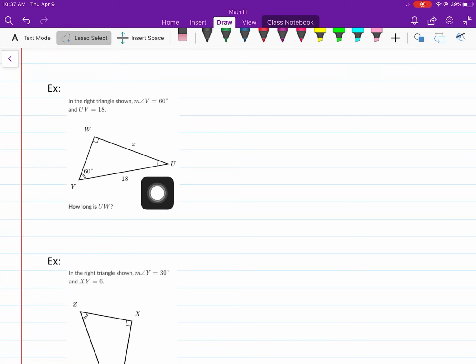And let's look at this one. Here we have a right triangle shown, not isosceles. So V is 60 degrees. Making a bunch of mistakes right now. So this would have to be a 30, 60, 90. Think about it: 180 minus the 90 is 90, minus 60 leaves us with 30 degrees. So this has to be 30 degrees.